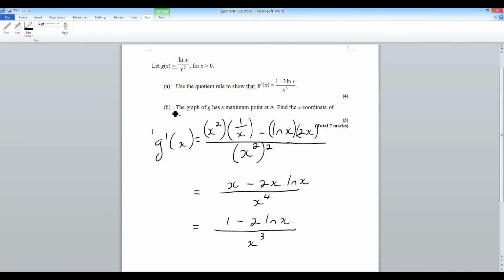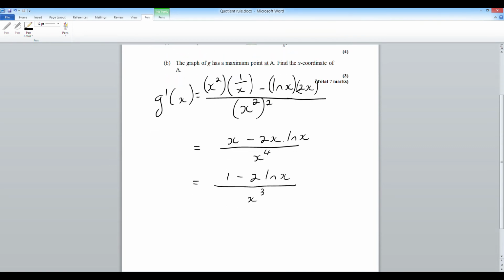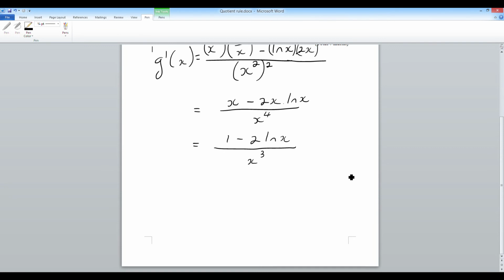For part B, they say the graph of g has a maximum point at A. Find the x-coordinate of A. For any function at a maximum or a minimum point, it means that the gradient of the curve, or the gradient of the tangent, is equal to 0. So that means where is my first derivative equal to 0?